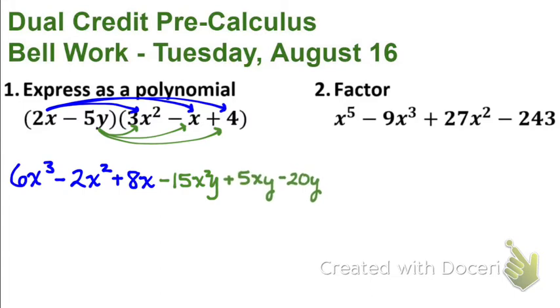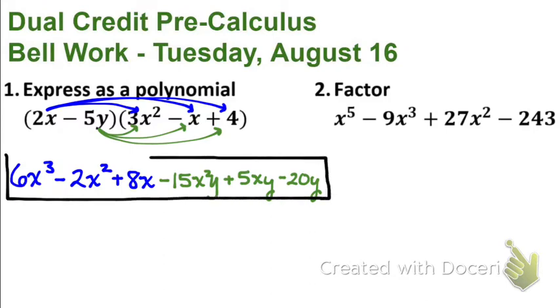Now, are there any like terms that can be combined? No. That's it? That's it. Oh, I didn't do it wrong. Other than maybe moving the minus 15x squared y right after the minus 2x squared so that it's in decreasing order, but I'm not going to get super picky about that. You've got all the correct terms. All the correct signs are with the correct terms. Everything that can be combined has been combined. We're good.